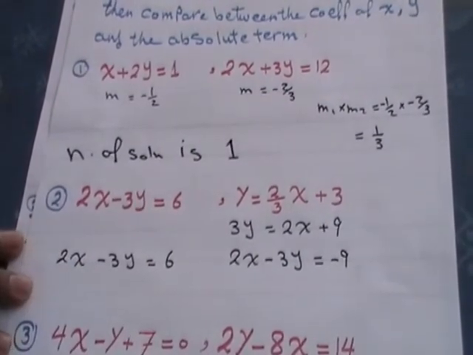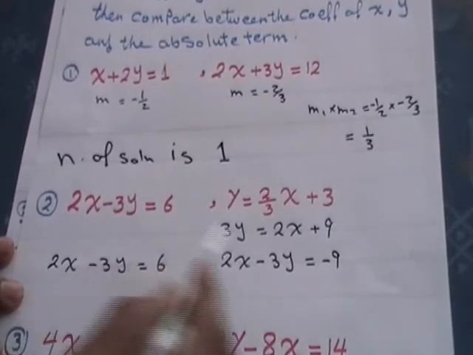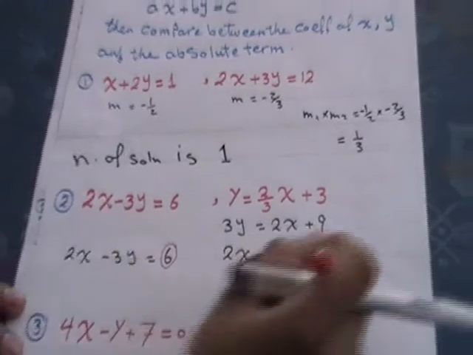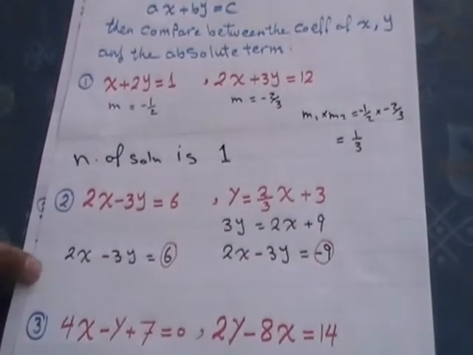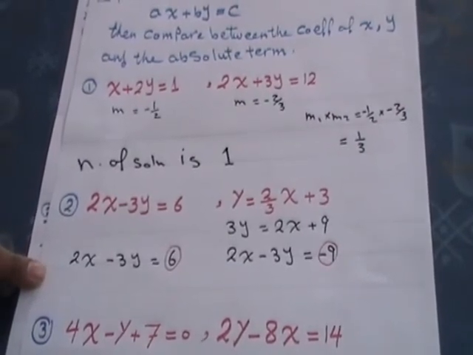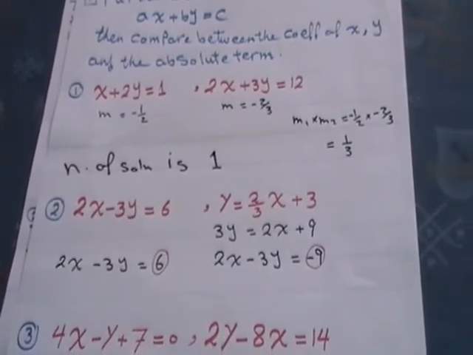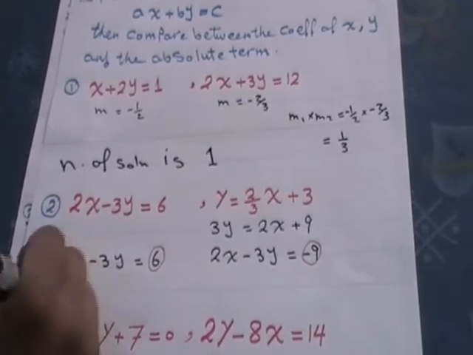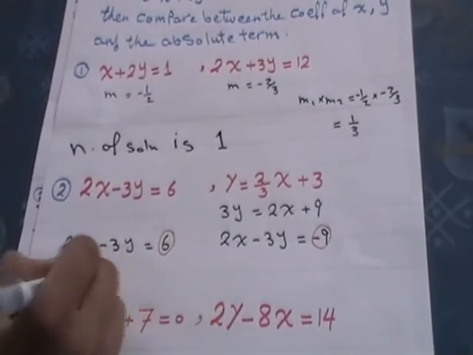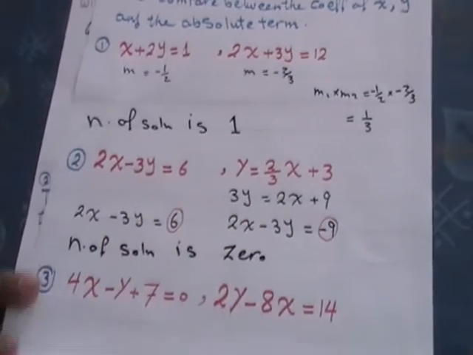If you notice, you will find that 2 and 2 are the coefficients of x, and negative 3 and negative 3 are the coefficients of y. The only difference is the constant, or the absolute term. So if the coefficients of x in the two equations are equal, the coefficients of y are equal, but the only difference is the absolute term, then the two straight lines representing the two equations are parallel, so the number of solutions is 0.